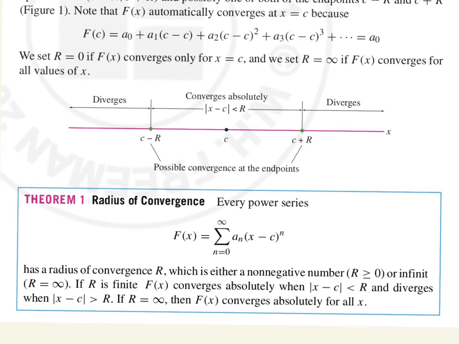It's a theorem, not so much that we're totally pulling from it, more just understanding from it. So radius of convergence: this power series has this radius of convergence r. It's either a non-negative number or infinity. If r is finite, then it converges absolutely when that absolute value is less than r, and it diverges when it's greater than r. And if r is infinity, then f of x converges absolutely for all x values. It's saying that there's no bound on when we converge.